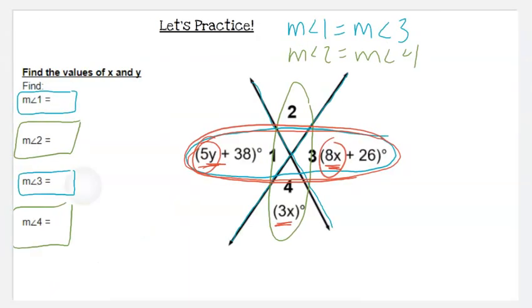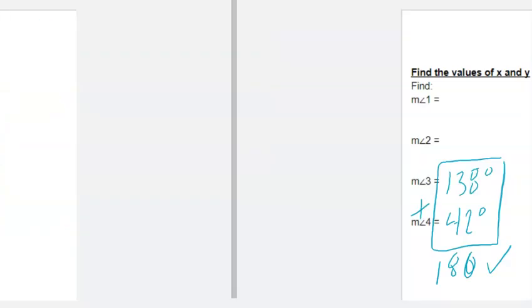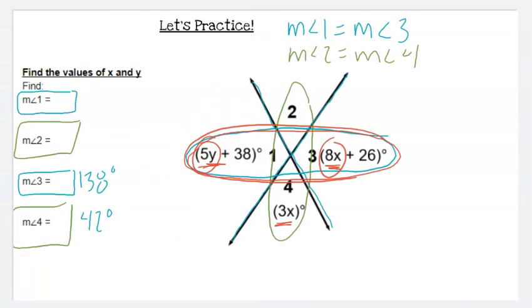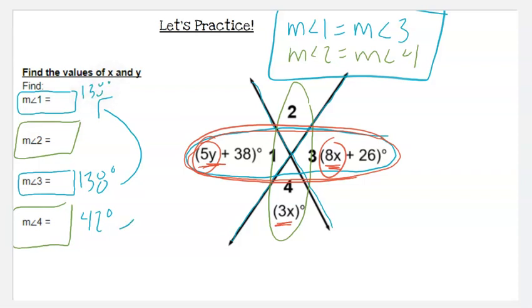We know that the measure of angle 3 is 138 degrees, and the measure of angle 4 was 42 degrees. Okay, just making sure I copied it over right. And now remember, we had that vertical angle pair, which means the measure of angle 1 is also going to be 138 degrees. And the measure of angle 2 is going to be 42 degrees. Last step, I would like you to find the value of y and check it using Edpuzzle.